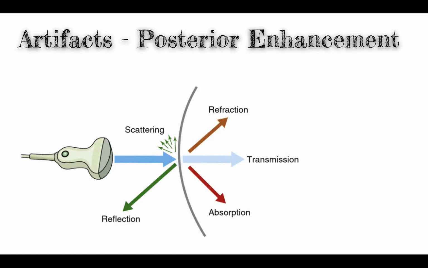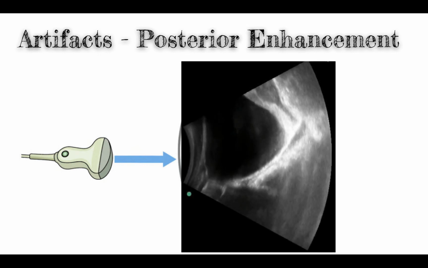On the other hand, when sound hits a fluid-filled organ like a bladder, a large fraction of the sound will get transmitted rather than bounce back. And this will cause enhanced brightness of the far-field organs, which you can see here on this view of the bladder on a fast exam.